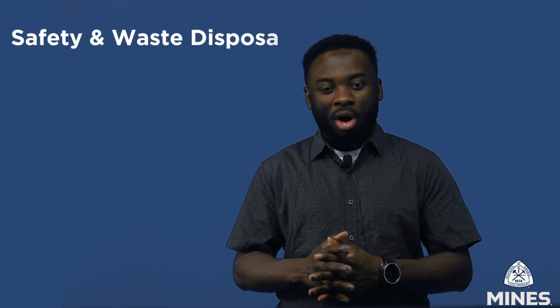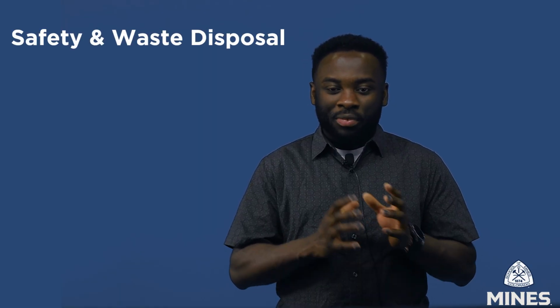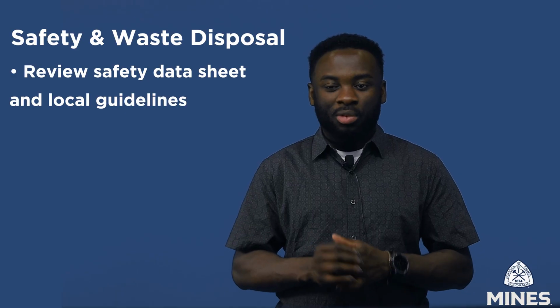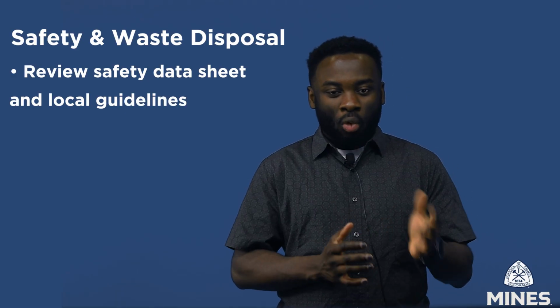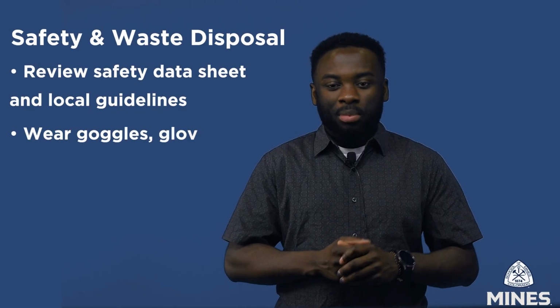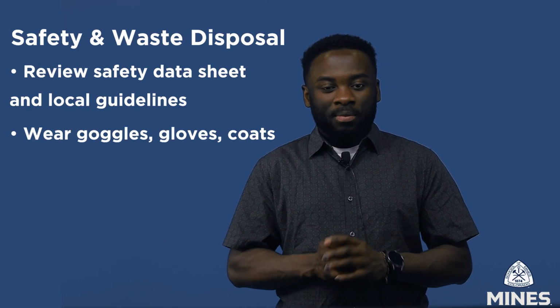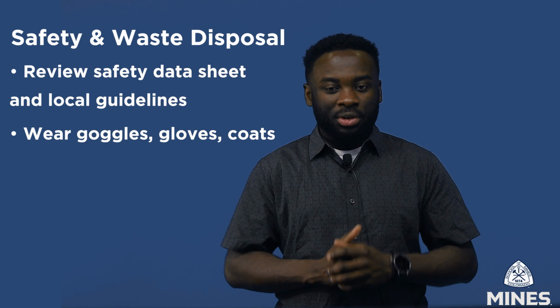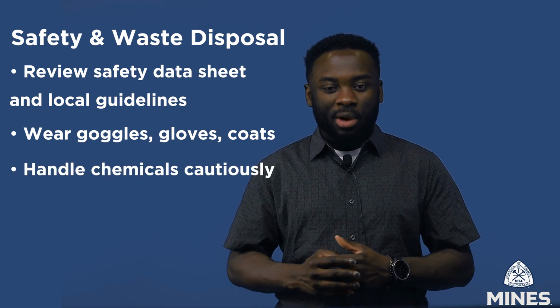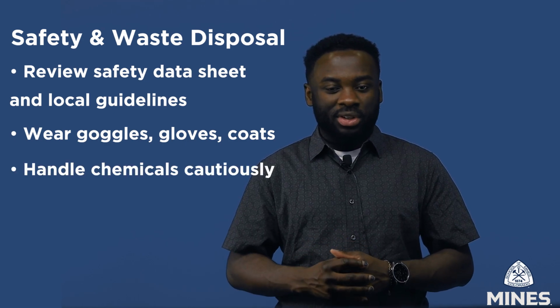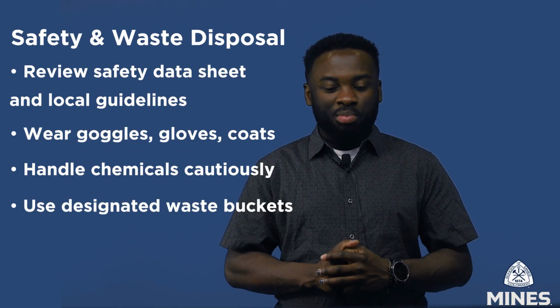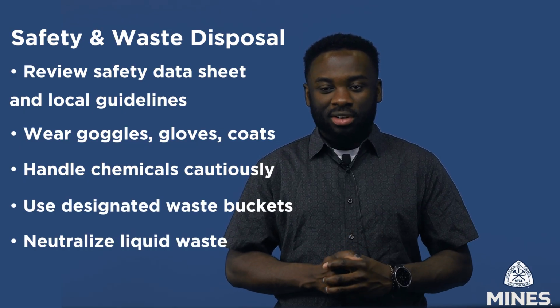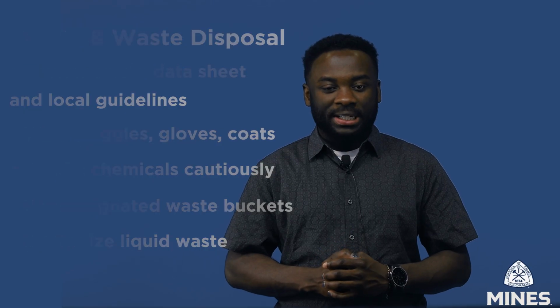Before starting a new experiment, always prioritize safety and proper waste disposal. Review the safety data sheet of the chemicals and read local guidelines about waste disposal. For lab safety: 1. Wear lab goggles, gloves, and lab coats. 2. Handle chemicals like EDTA with caution as it may cause skin irritation. Now for waste disposal, use designated waste buckets. Test the pH of liquid waste and neutralize them as needed.